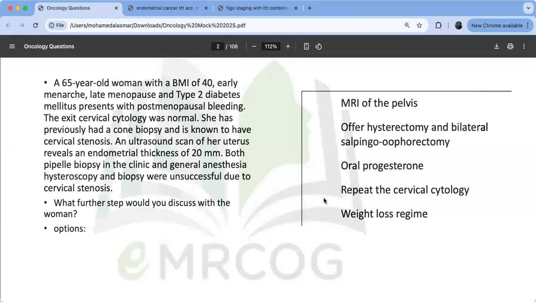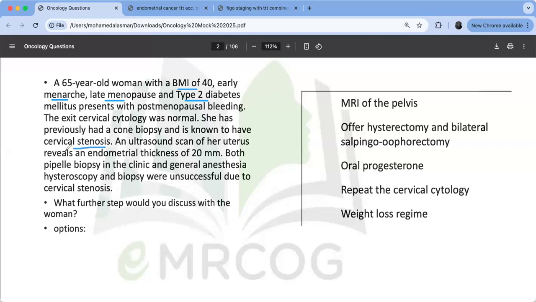Let's say Bismillah, starting our mock. A 65-year-old woman with BMI 40, early menarche, late menopause. So three risk factors for endometrial cancer, right? BMI 40, early menarche, late menopause, and type 2 diabetes, four risk factors. She presents with postmenopausal bleeding. Oh my God. The exit cervical cytology was normal. She had previously had a cone biopsy and is known to have cervical stenosis.